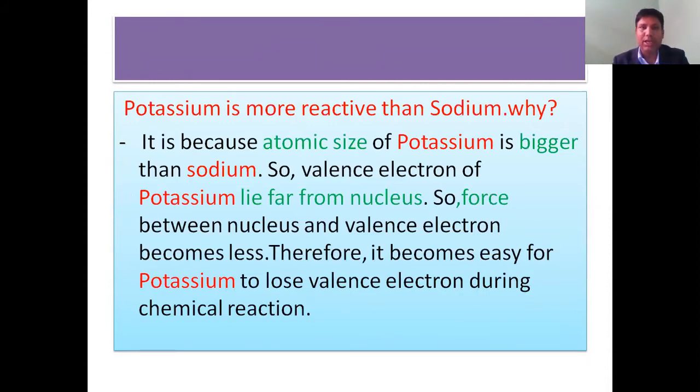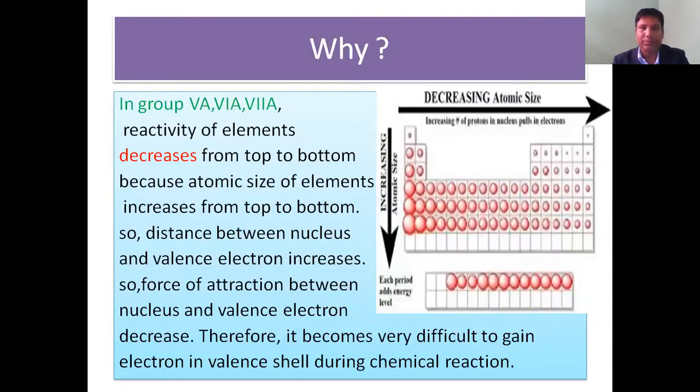It is because the atomic size of potassium is bigger than sodium. Therefore, the distance between the nucleus and valence electron in the case of potassium is greater. So, the force of attraction between the nucleus and valence electron decreases in potassium. Therefore, potassium can lose valence electrons easily during chemical reactions. Therefore, potassium is more reactive than sodium.